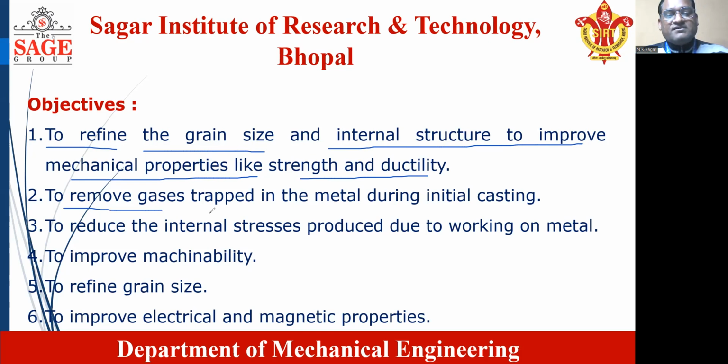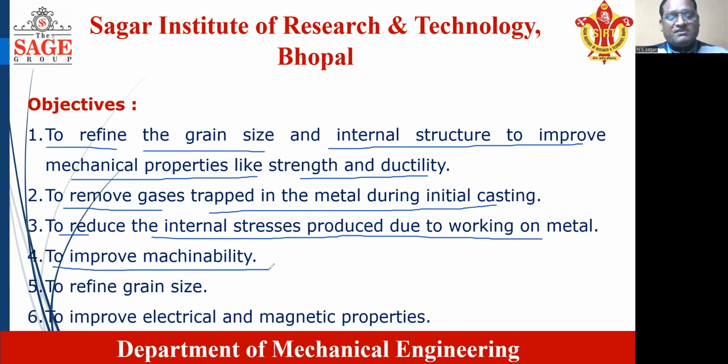Second, to remove gases trapped in the metal during initial casting. During the casting process, which is the primary manufacturing process, some gases are trapped in the metal. So how to remove them? The heat treatment process is one of the methods that removes the gases trapped in the metal during the initial casting. Third is to reduce the internal stresses produced due to working on the metal.